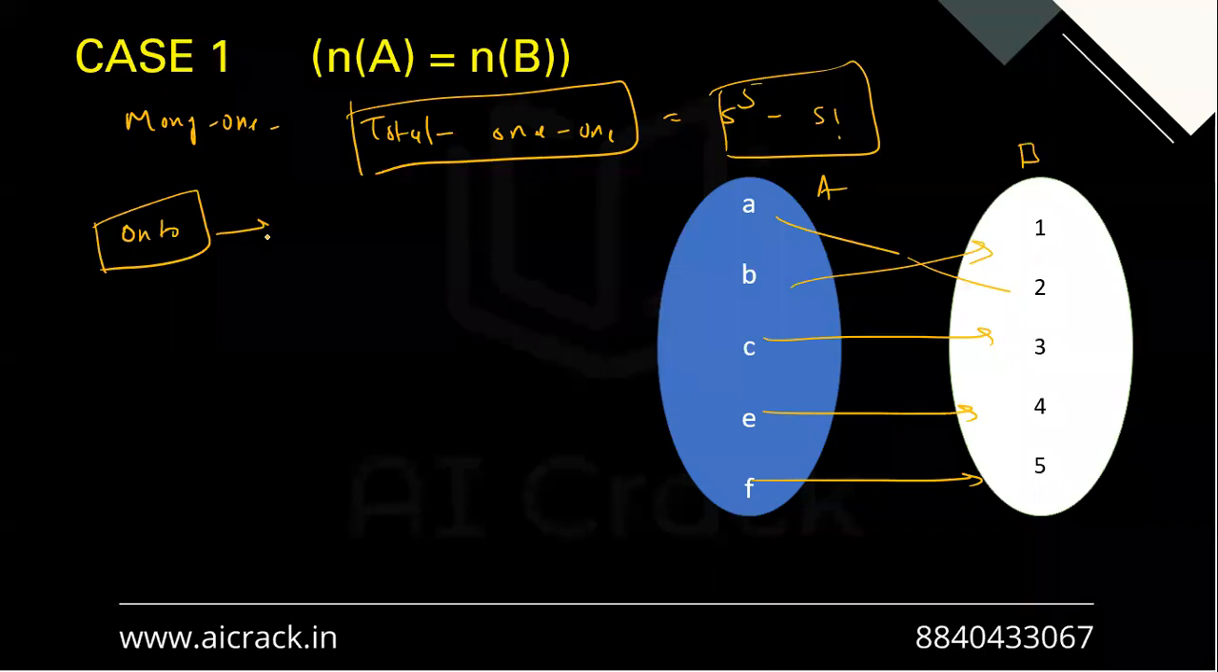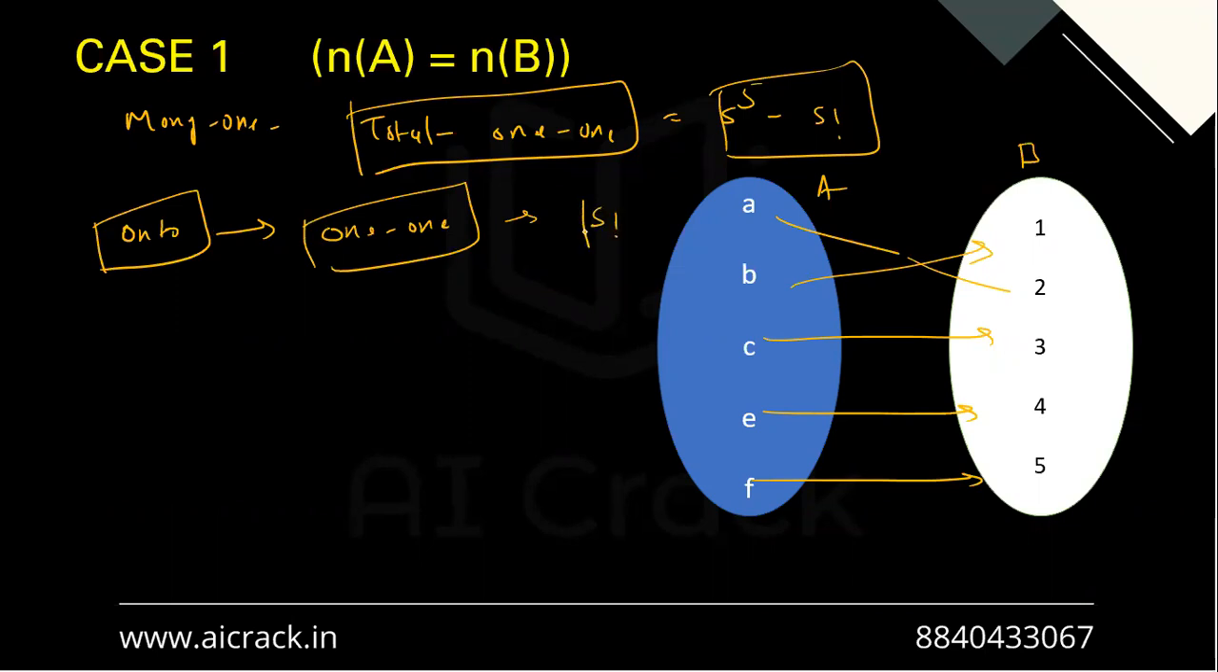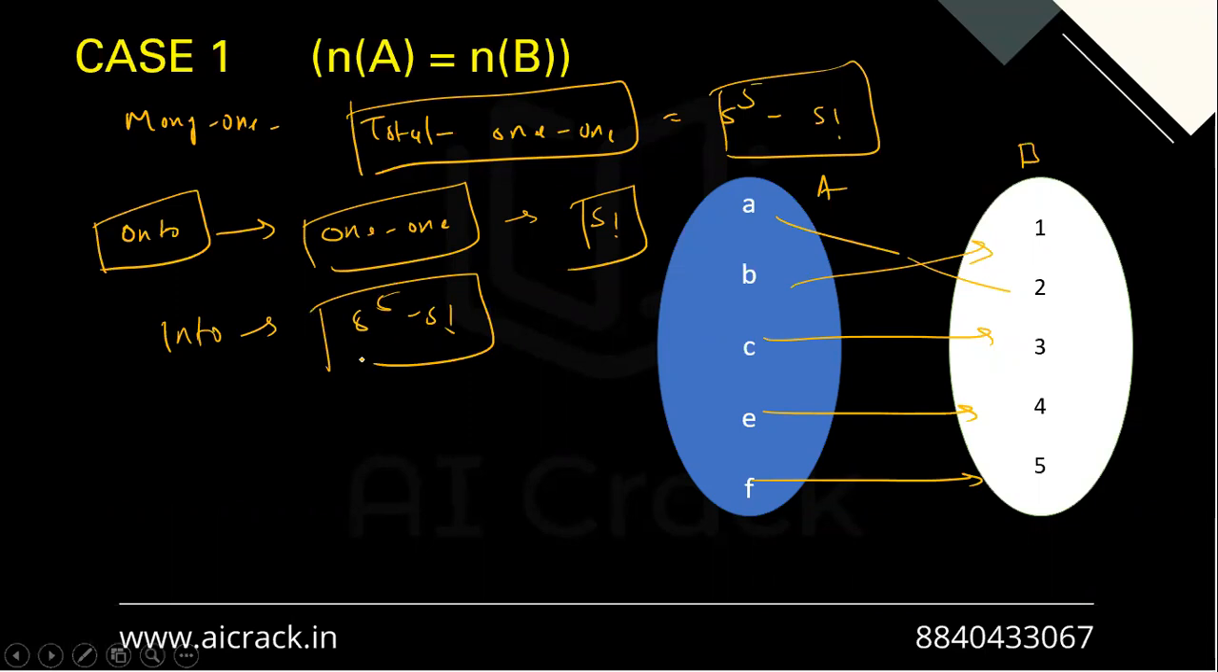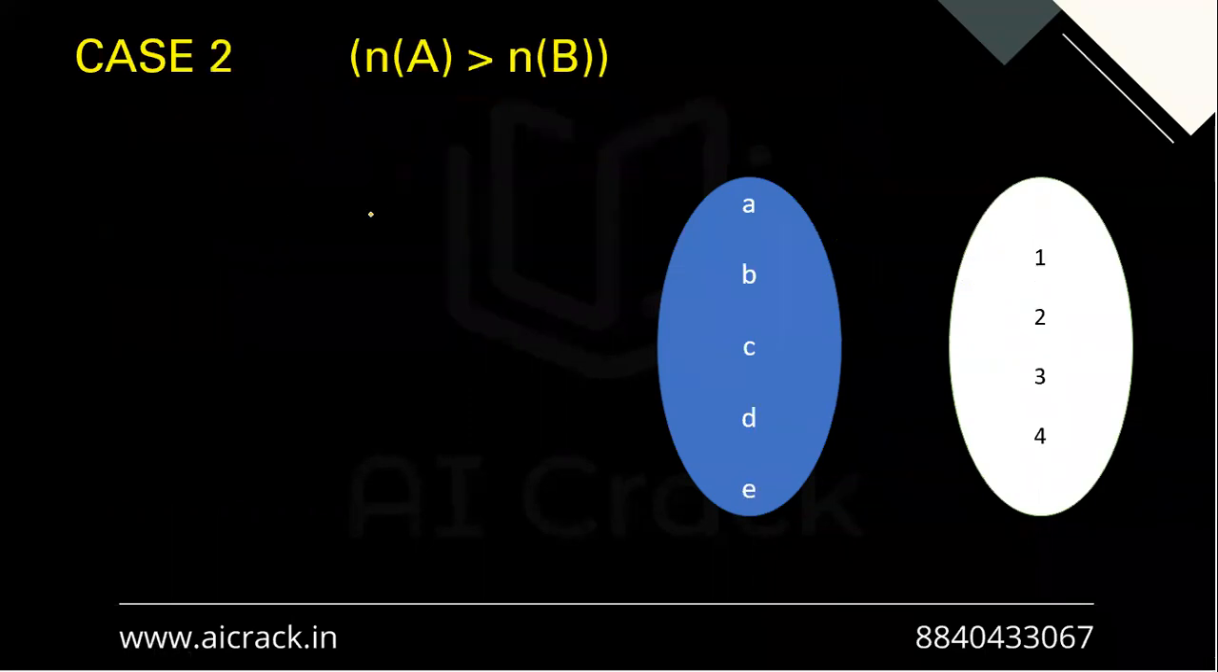So basically the number of onto functions in this case is nothing but 1-1 functions. So that would again come out to be 5 factorial. And the same with into functions. What would into functions be? 5 raised to 5 minus 5 factorial, total minus number of onto functions. So our case 1 is over.